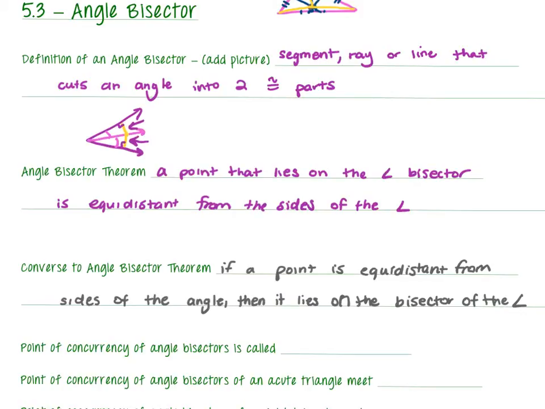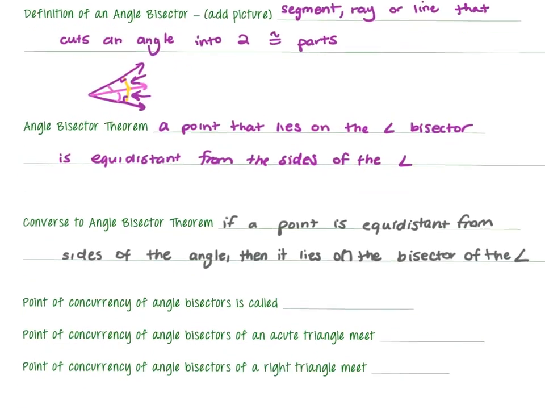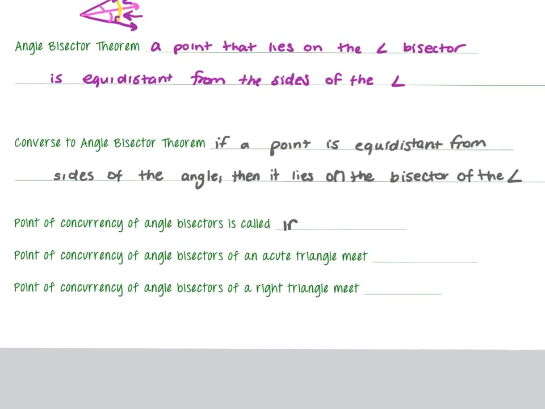If a point is equidistant from the sides of an angle, then it lies on the bisector of the angle. So if I knew that those yellow segments were congruent, then I conclude that the point where it intersects the angle bisector is on the angle bisector, okay? What's the point of concurrency of the angle bisectors called? Good. And they're all inside. Good.